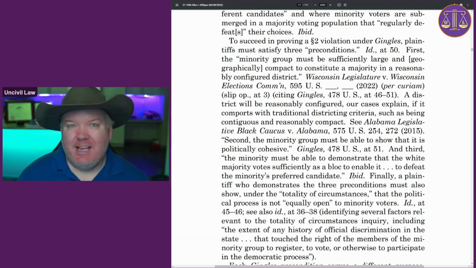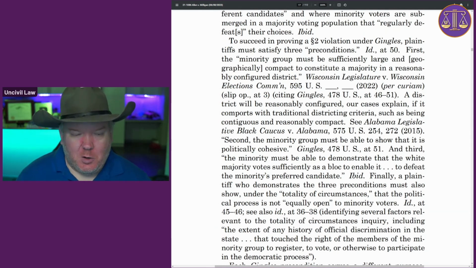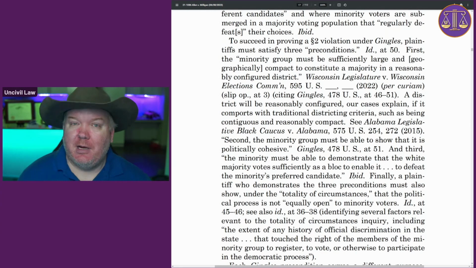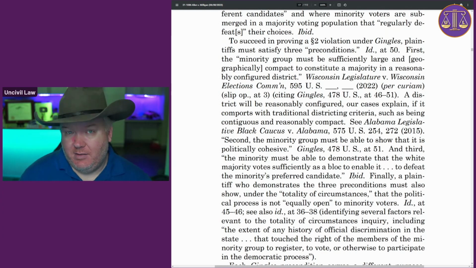They have to be contiguous and compact, which is where things sometimes get tricky, but they have to be not so sprawling as to be ineffective. To illustrate the point, if you assume that the minority population in the relevant state is evenly spread out throughout the state, then that is obviously not going to allow for a compact district. But if they're all located in one place within the state, then you could theoretically draw lines to include them.